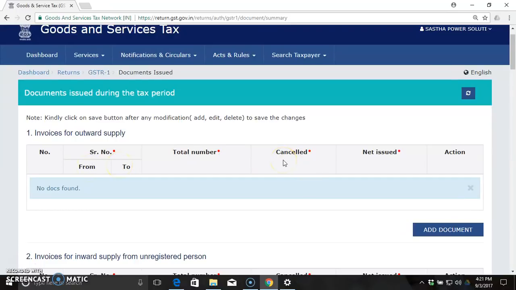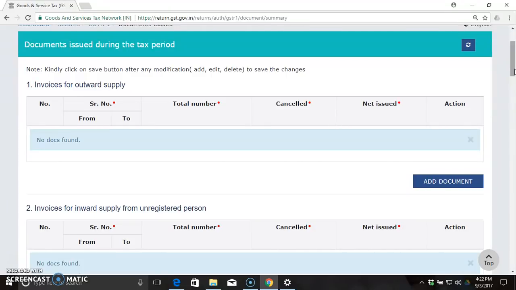And what are the invoices which are being cancelled, that is the total number of invoices cancelled. And net issued, that is the total number minus the cancelled. And the last column is action, that is basically where comments are given. So this action column is very much optional and the other columns are compulsory. So you have to just add the document over here.